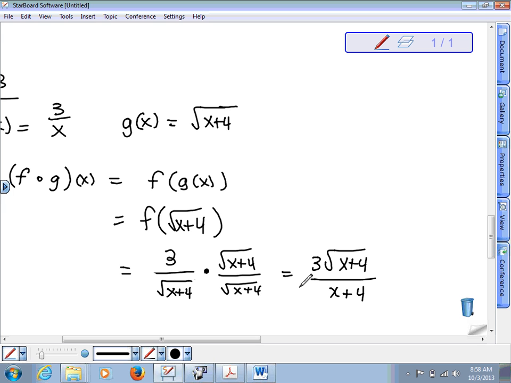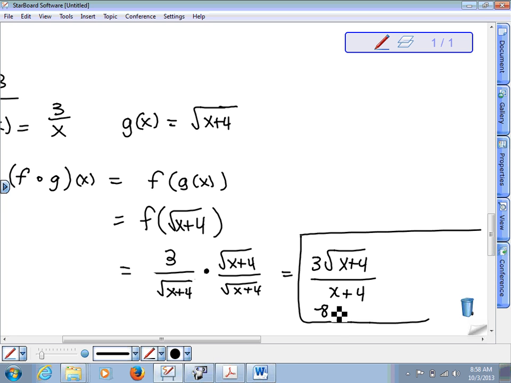So now we have a little bit of a task before us. This is the composition right here, but what we don't have is the domain. This is a little more complicated than you might think. Not only do we have a denominator that restricts certain values of x, we also have a square root here that restricts even more values of x. For example, here's what I mean.